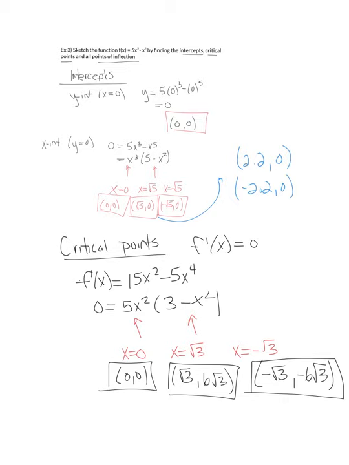At this point, I can change these into decimals as well. Remember, we're going to be plotting them. It's not so easy to plot 6 root 3, so we can change those to decimals. So 1.7 and approximately 10.4, and negative 1.7 and negative 10.4.